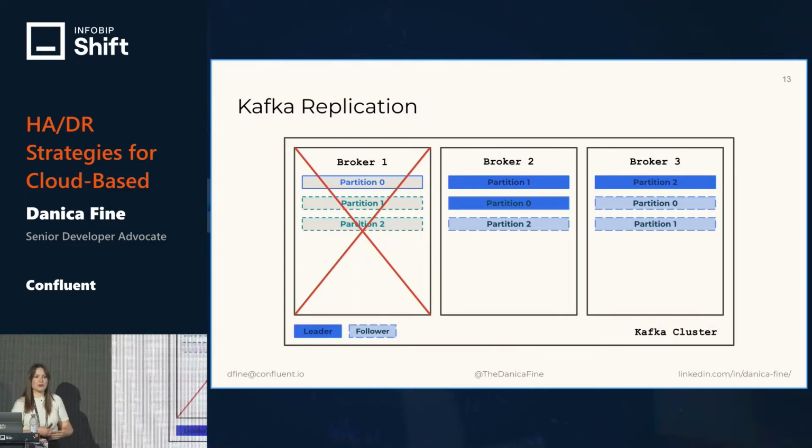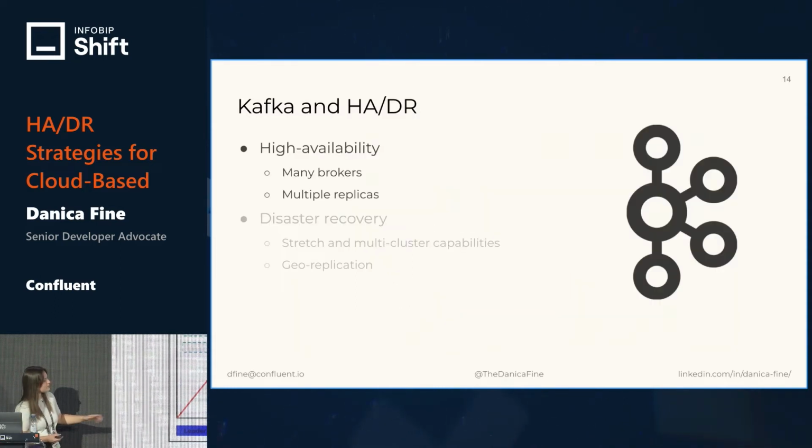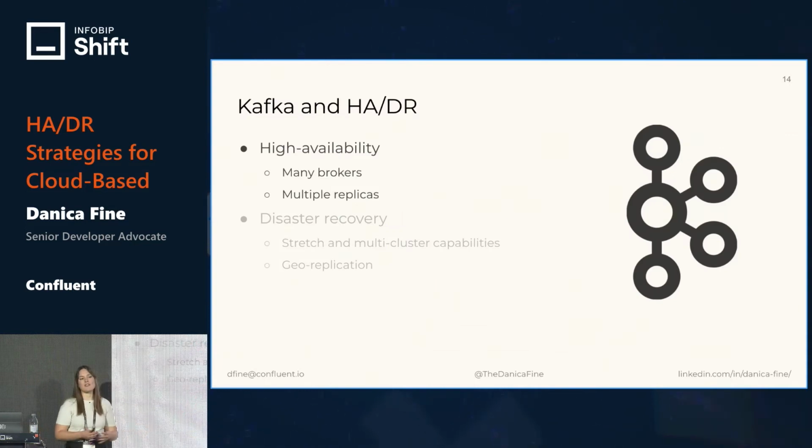Everything's going to resume as normal. Our producers and consumers can continue reading and writing using that partition, and we can go on our merry way, right? So in this way, leveraging the partition replication of Kafka, we can ensure that we have a more highly available cluster, okay? So going back here, Kafka, pretty highly available, right.